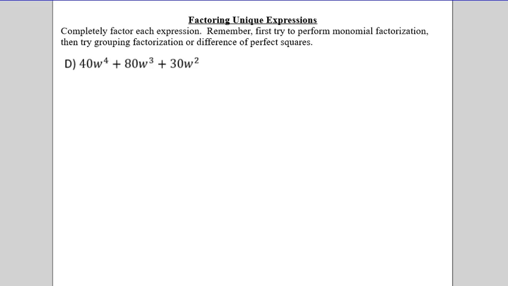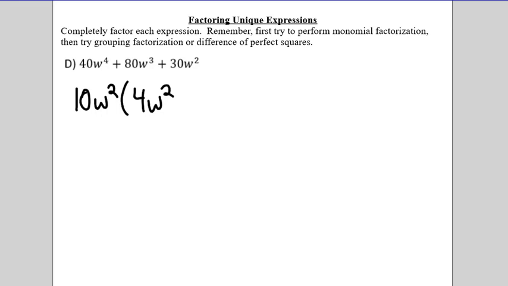Now here we have large numbers and higher variables with higher exponents. So let's see what we can factor out. All three of these are divisible by 10, and all three of them can have a w squared factored out. This will leave me then, well, 40w to the fourth divided by 10w squared will give me 4w squared left.